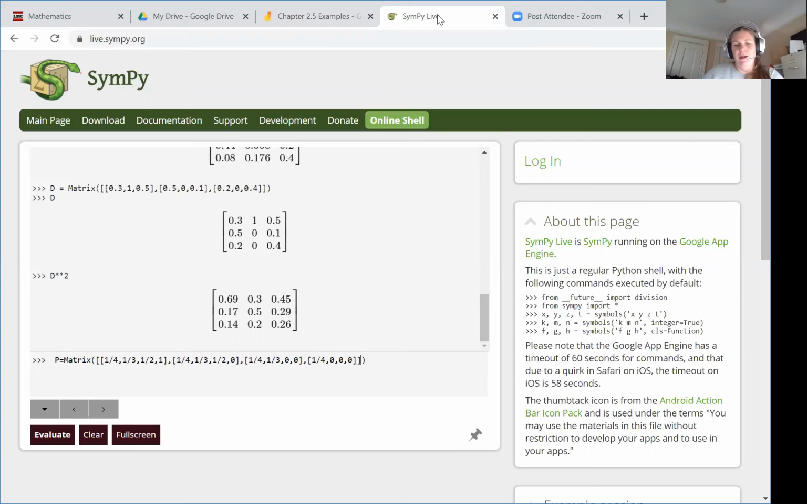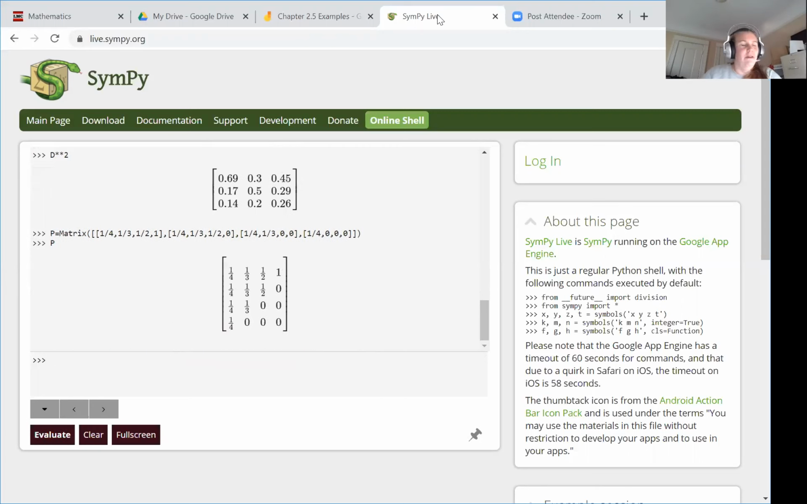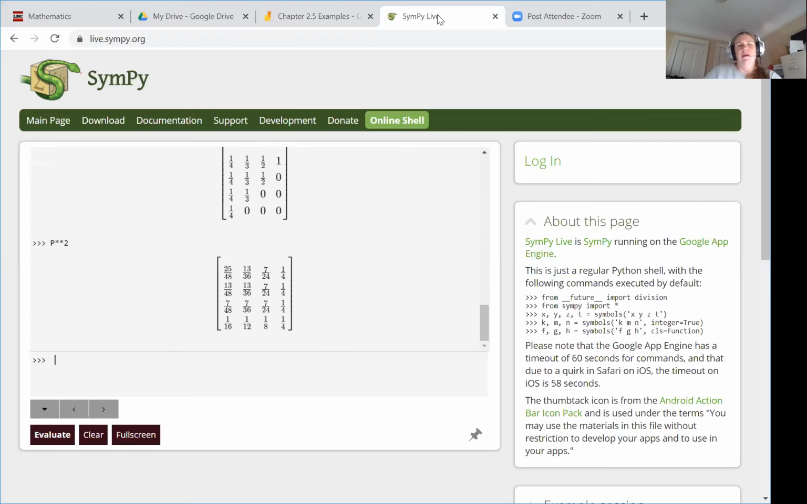Okay, I've entered my matrix here. I'll type P and enter to verify I entered it correctly with no typos. And now let's check the second power. So P to the second power. All right, all the entries are positive and non-zero, so we are in business. Remember, if you want this in decimal form, you can type dot evalf function with the parentheses afterwards.